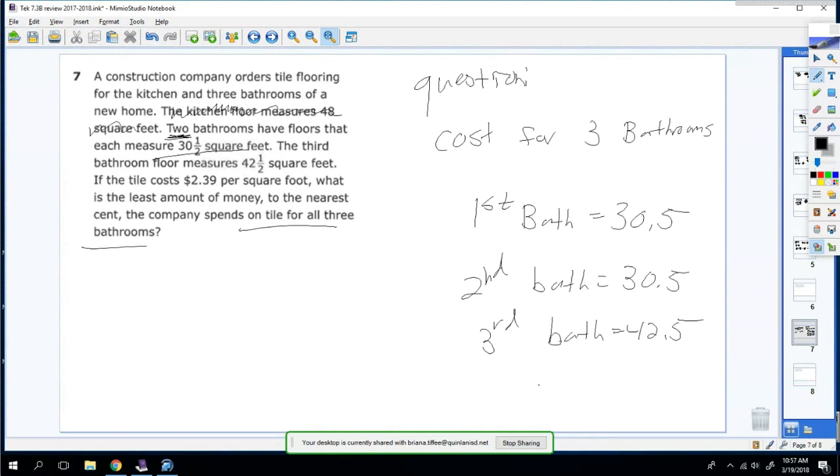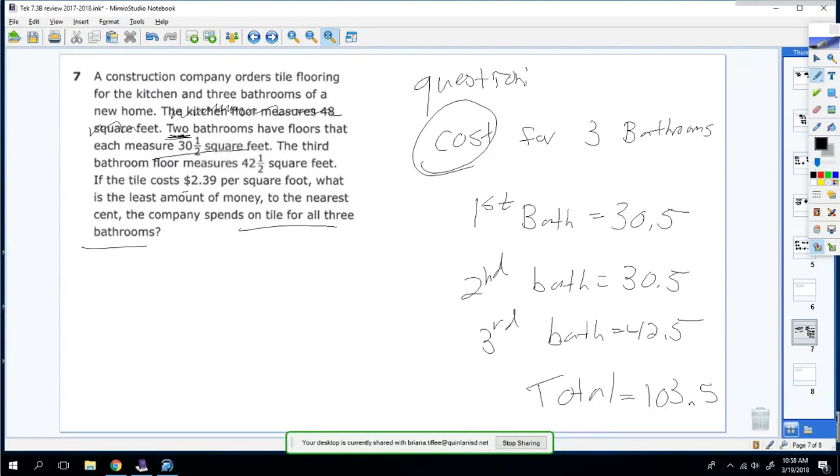So I'm going to add this all up to find my total square feet. And when you add them all up, you get 103.5. So my total area is 103.5. Let me rewrite that because I don't like the way that looks. 103.5. But that's not what it's asking for. It's asking for the cost for 3 bathrooms.